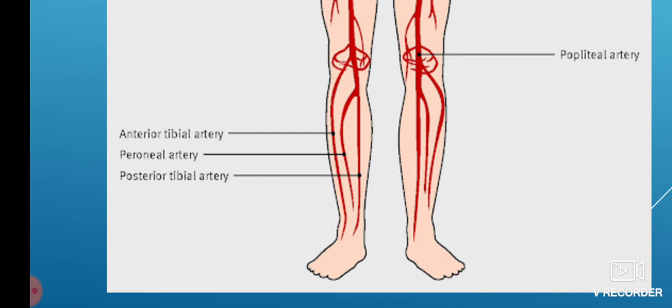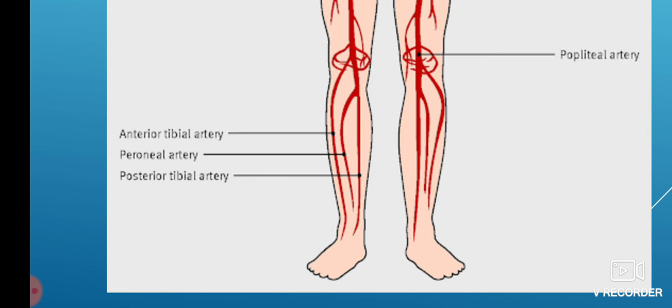Now it is clear that we have reached till the toes, from the heart to the neck, head, abdomen, thorax, upper limb, lower limb, pelvis, perineum. Everywhere the blood reaches each and every part of the body. This is how the complete circulation of our body takes place.